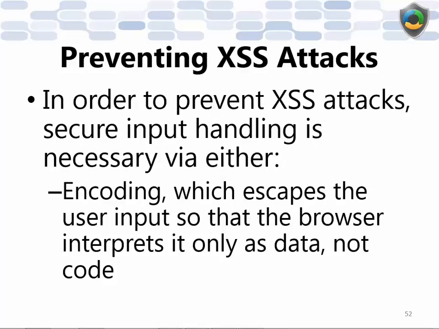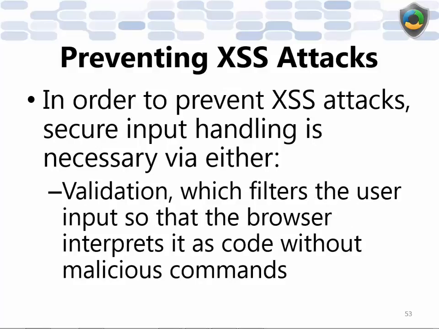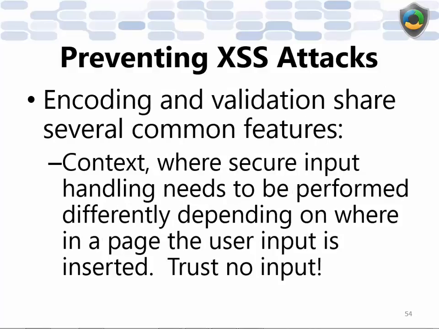So the two basic things that you have to do in order to prevent cross-site scripting attacks are encoding and validation. Encoding, as mentioned right here, escapes the user input so that the browser interprets it only as data, not as code. And validation filters user input so that the browser interprets it as code without any malicious commands. These things share some stuff in common, such as context.